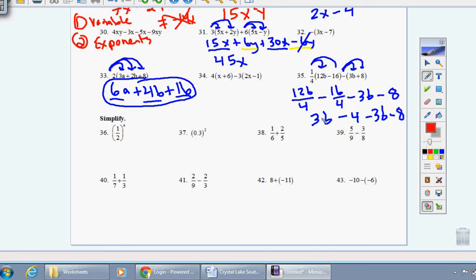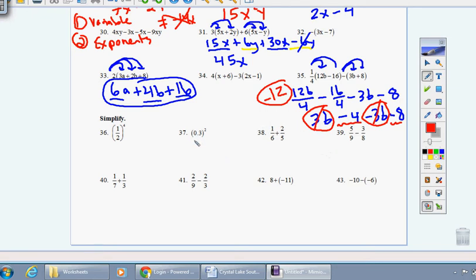Alright, I'm not done. I've got to combine my like terms. 3b and negative 3b. What's 3b plus negative 3b? Well, those are going to cancel out, so that's going to be 0. And then negative 4 and negative 8, when I combine those, I'm going to get negative 12. Always take the sign in front of the number. So your answer to 35 would be negative 12.